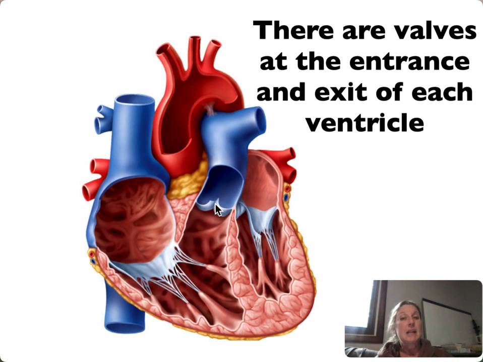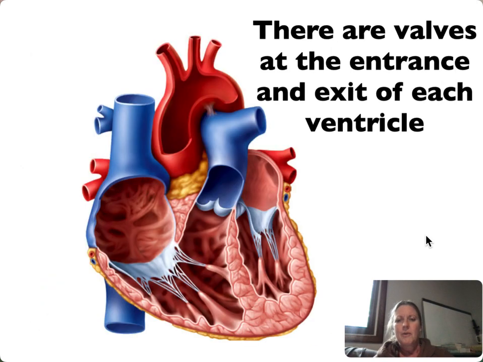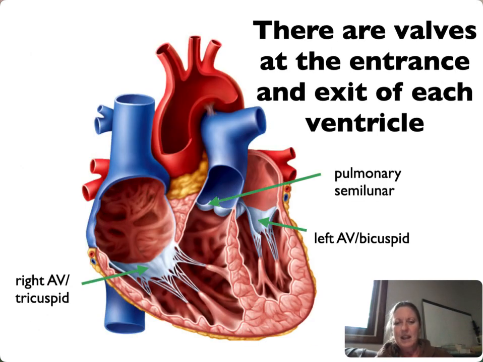Now, leaving the ventricle and going to the arteries, we have another set of valves. These are known as the semilunar valves. Semi means half, lunar means moon. If you look at them in cross-section, they kind of look like half moons. So this is the pulmonary semilunar valve because we're on our way to the lungs. And this semilunar valve here that the blood goes through to get into the aorta is called the aortic semilunar valve.